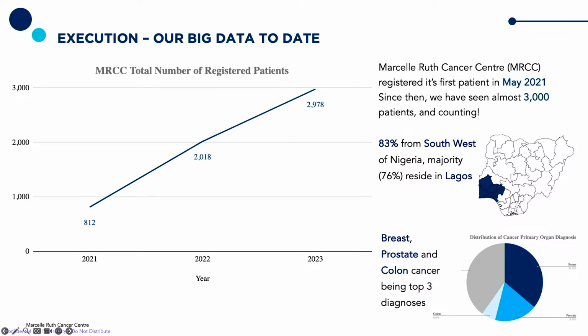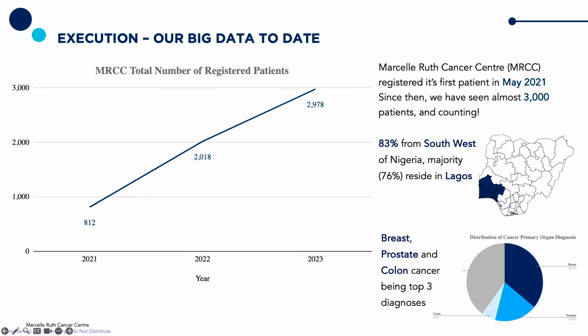How many cancer patients are we treating in the country? Where are they? What have they got? That in itself will help to guide public sector decisions about where these cancer centers should be and how we should treat these patients. Coming back to home, in under 3 years, we have seen almost 3,000 patients at Marcel Ruth. Even I am stunned when I look at that information.